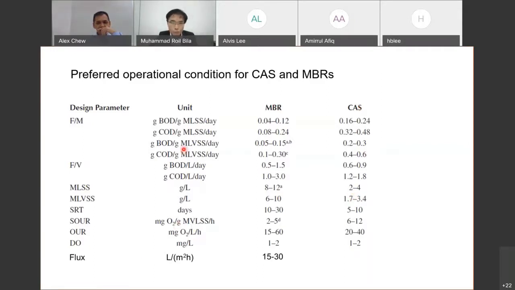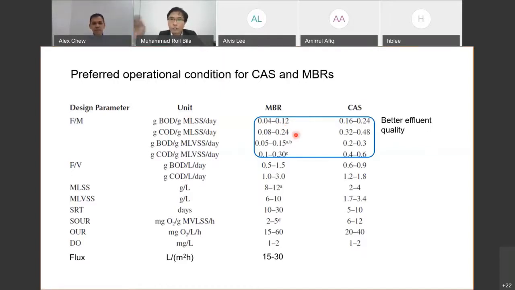And you can also see different parameters. If we look into these parameters, it also answers the question of why we have a better effluent quality in MBR. Because basically this is the ratio of food to microorganism. In MBR, we have more sludge inside the reactor, so more sludge eats the same amount of food. That's why the organic concentration in the effluent becomes less.